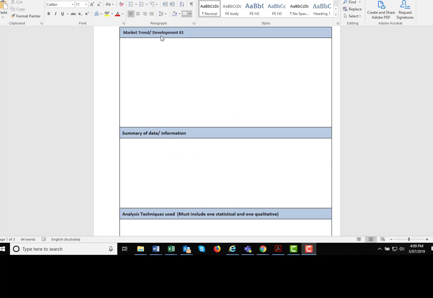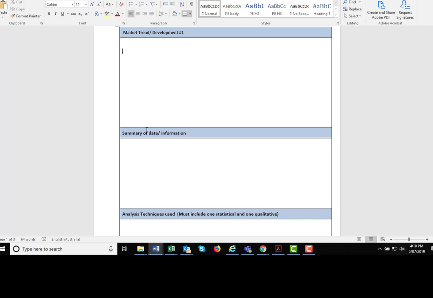To complete this task, you're required to fill this template in. As you can see, the first one is market trend or development 1. Again, you have to just choose a trend or development. For the purpose of this, you can consider it the same and just choose either a trend or a development, because they are quite similar.